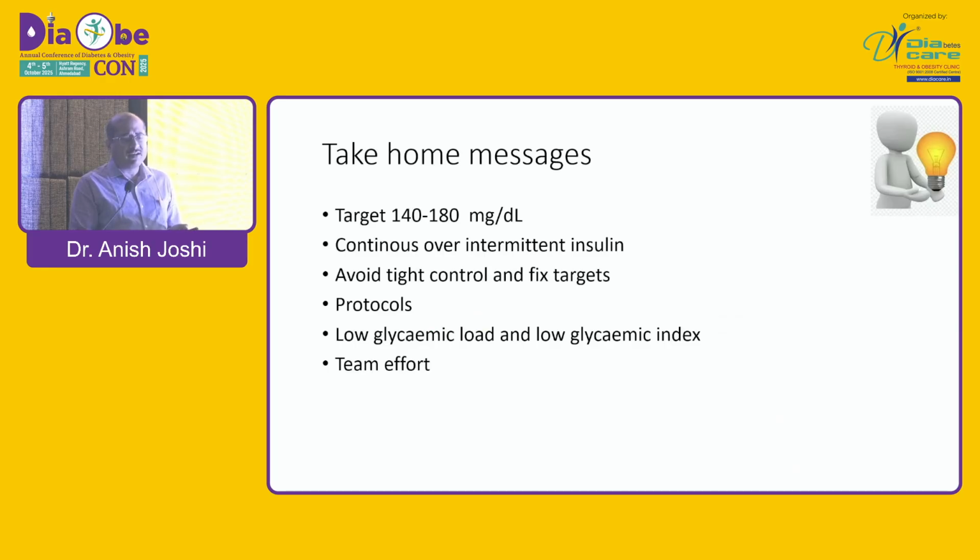So to summarize, the target for these patients is keeping a little bit of a higher range, that is 140 to 180 of the blood glucose. Continuous over intermittent insulin is always preferred. Avoid tight controls and fixed targets. They don't generally help. They are actually shown to be detrimental. Have a specific protocol in your hospital ICU. Give foods which are low glycemic load and low glycemic index, and ultimately it's a team effort.